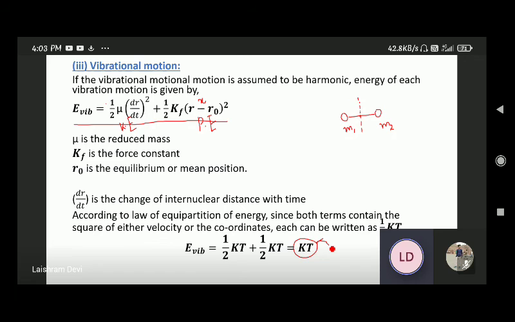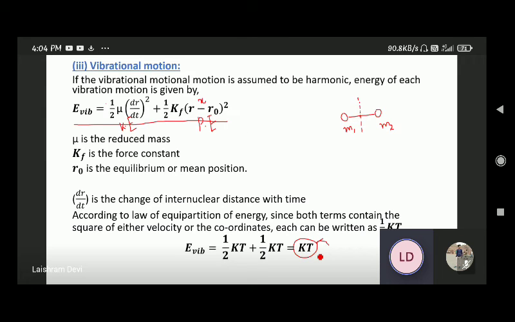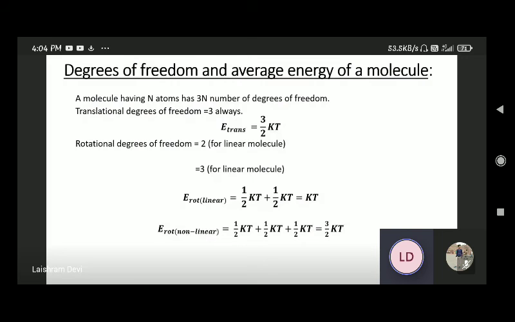So now we have known what will be the contribution of translational motion, and what will be the contribution from the rotational motion depending on the type of molecule, and now we'll have to discuss what will be the contribution from the vibrational motion. One vibrational motion will contribute kT, that we have discussed, right? But our question is how many vibrational motions will be there, that is also of importance, right? So let's see number of degrees of freedom and average energy of molecules.